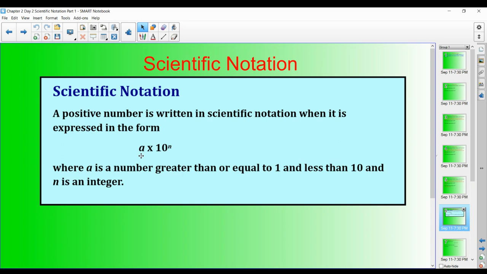What we need to understand is that this a value is going to always be between 1 and 10. It could be 1 all the way up to 9.999, times, and this symbol is always important, x, don't use the multiplication dot, 10 to a power. And this n can be any integer, it can be positive, and it can be negative. So let's see a few examples of how to do this.